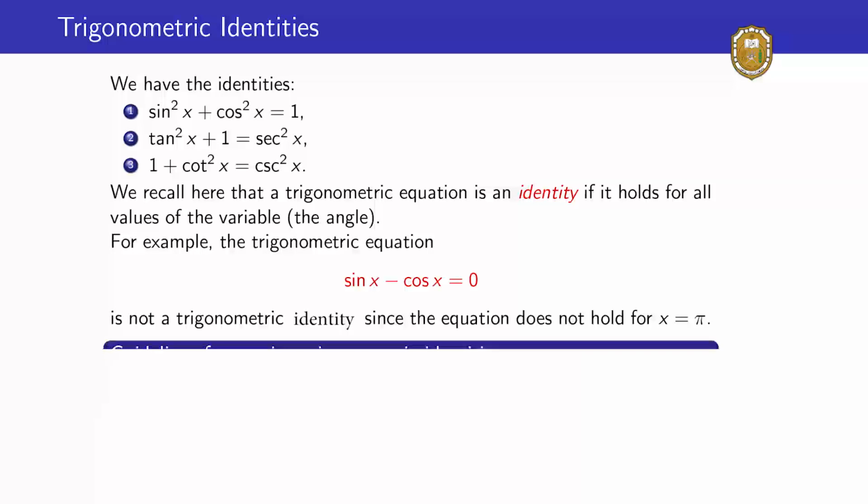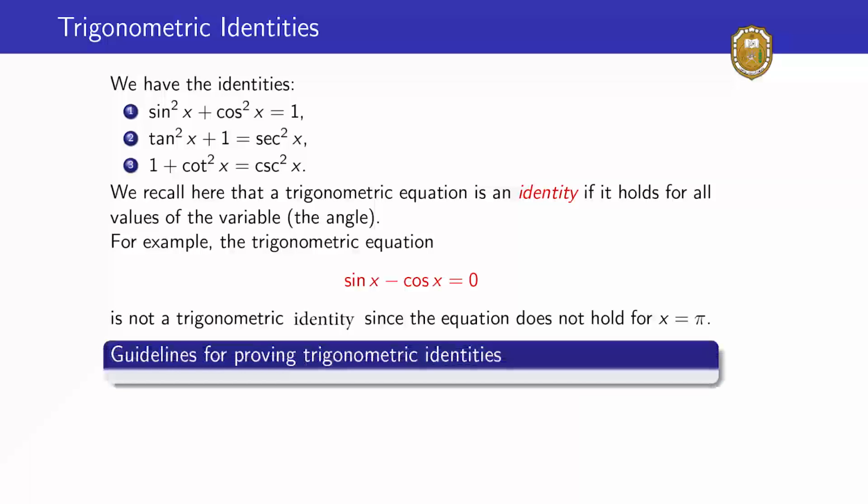In proving that a given trigonometric equation is an identity, we make use of the following guidelines. The first thing that one has to do is, given an equation, pick one of the sides, either the left-hand side or the right-hand side of the equation. Then your goal is to transform that side. If you pick the left-hand side, your goal is to transform the left-hand side into the right-hand side. Or if you pick the right-hand side, then your goal is to transform the right-hand side into the left-hand side.